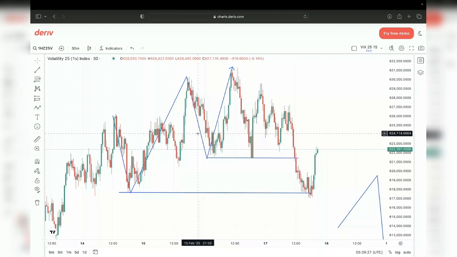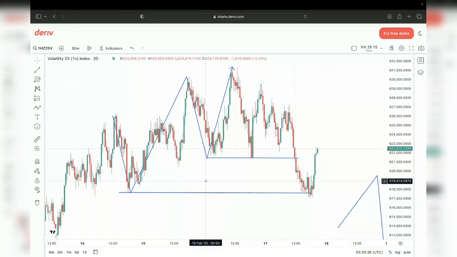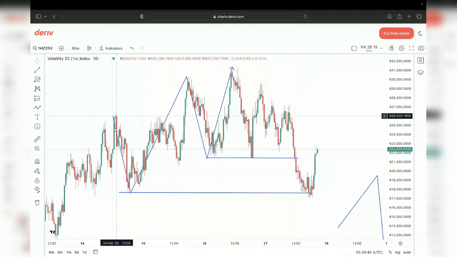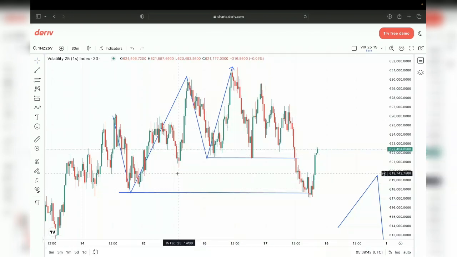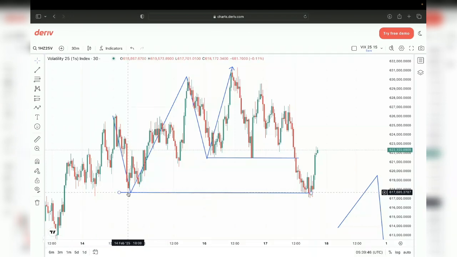At this point in the basic market structure, we have a change of character already. But the advanced market structure is completely different. Two breaks of structure have to be taken out, and the second one has to be taken out with some qualities before that zone is no more valid.